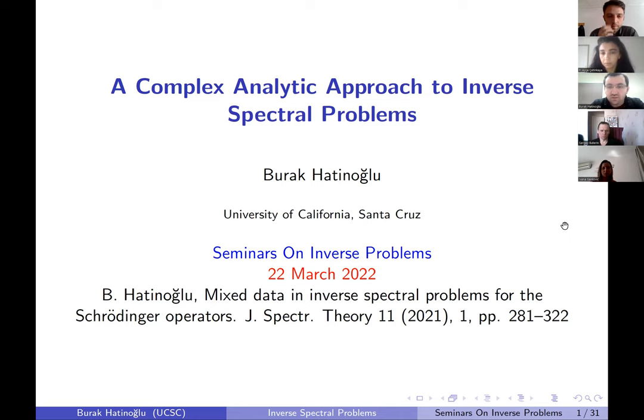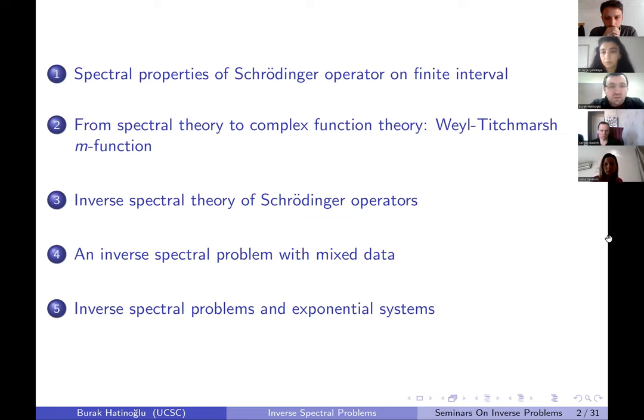So let's start with our plan. I will first start by talking about spectral properties of Schrödinger operator on a finite interval. Then we will mainly focus on the Weyl-Titchmarsh M-function because it is one of the main connections from spectral theory to complex function theory. Then I will talk about classical results and some recent results on inverse spectral problems of Schrödinger operators. Then we will focus on a specific problem with mixed given data, and I will finish by discussing relatively new results on connections between inverse spectral problems and exponential systems.